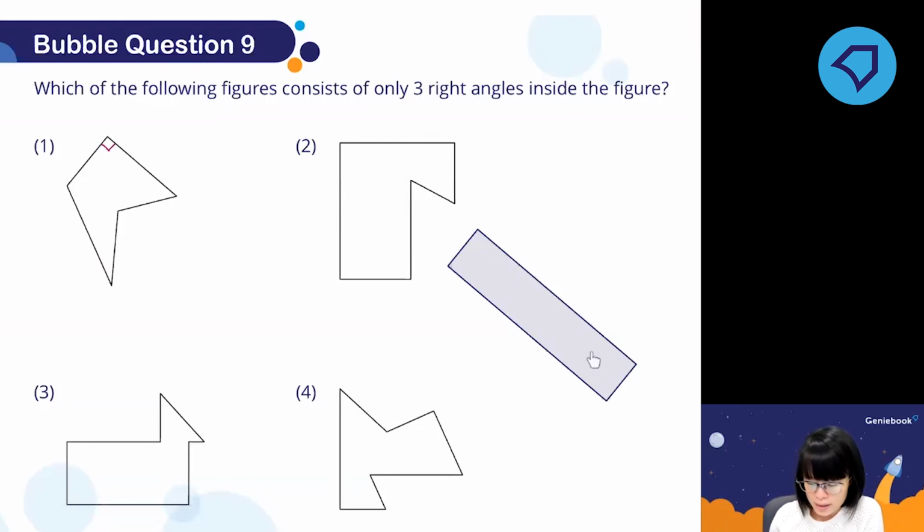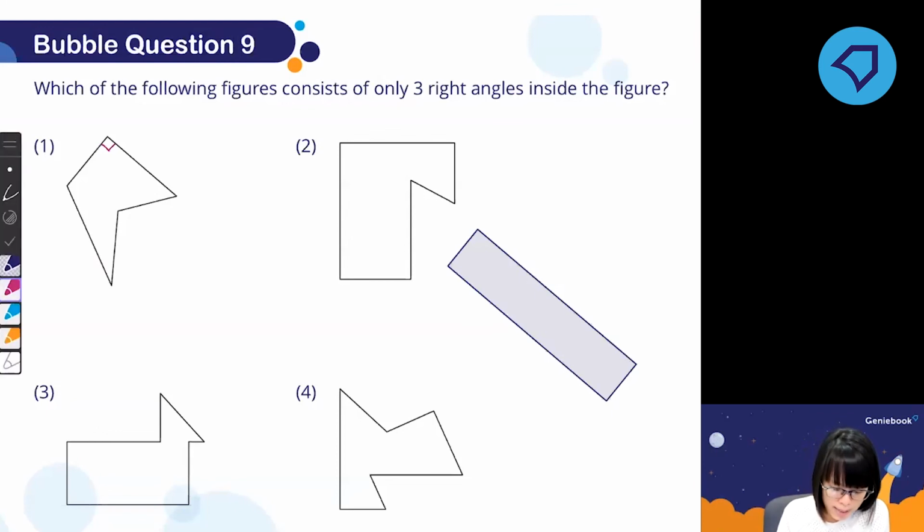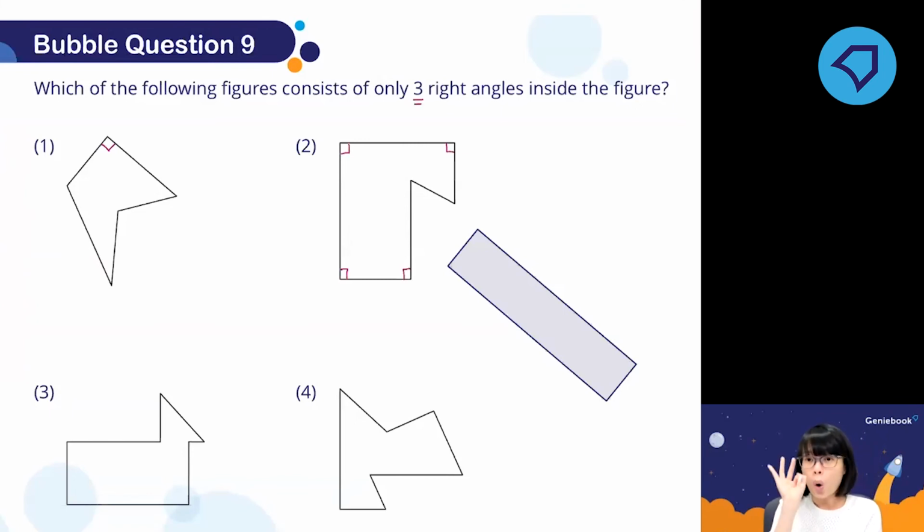But it doesn't have 3. Okay, so that's not the correct answer. They have 4. So let's identify, okay? You have 1, 2, 3, 4. But the question is only asking for only 3 right angles, okay? Only 3 right angles, okay?